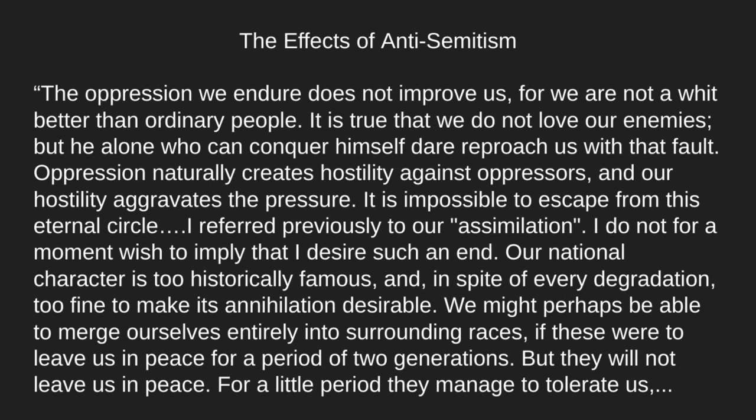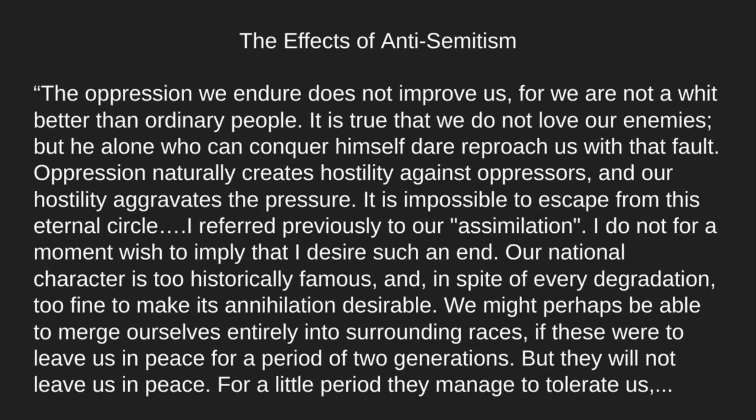And okay, so if someone oppresses us and beats us up and we don't love them, well, okay, who else can do that? It's very hard to turn the other cheek, to put it in Christian terms. If we're oppressed, we're going to feel hostile against those who oppress us. This is what he's saying. And this hostility is going to aggravate the pressure. So he's going to say it's impossible to escape from this eternal circle.